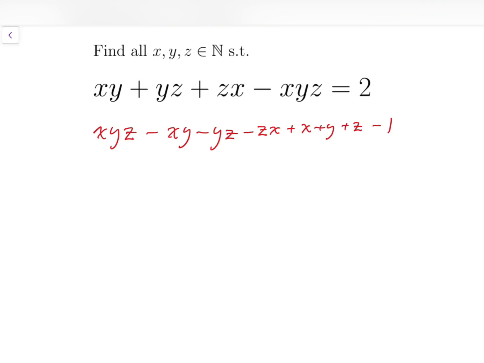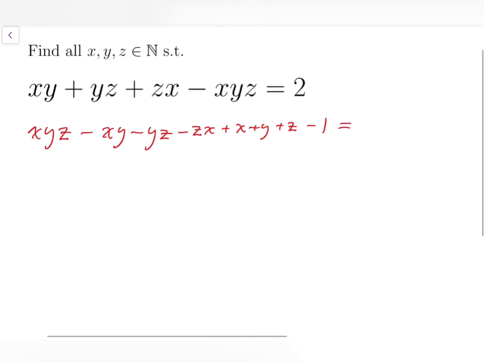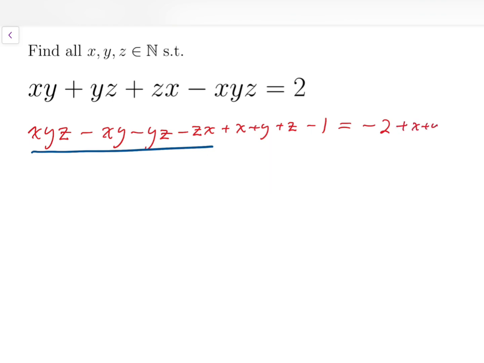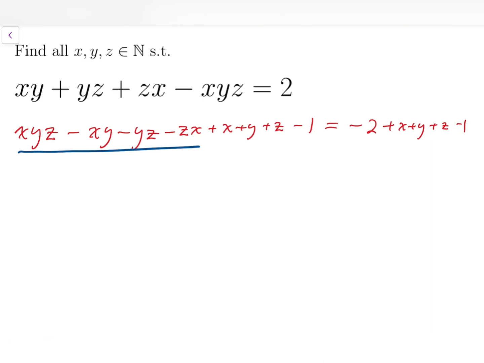And this expression, from what we are given, is actually equal to this part, the blue part, which is minus 2. And then we add x plus y plus z minus 1. Then the wonderful thing is, the expression on the left-hand side can be factorized into x minus 1 times y minus 1 times z minus 1. And that is actually x plus y plus z minus 3.